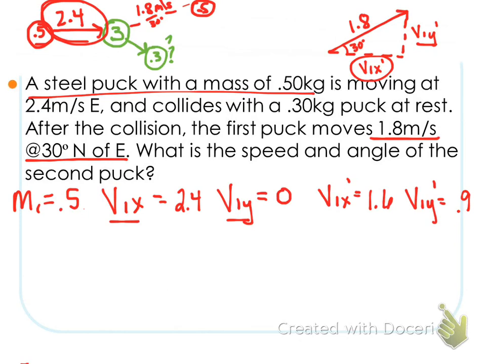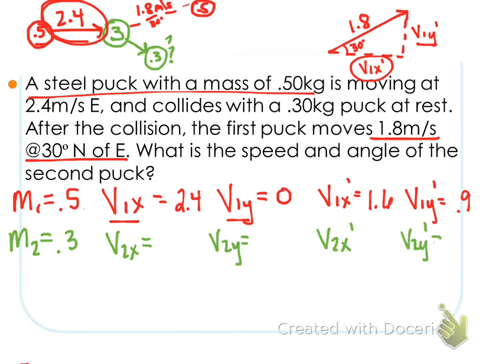Let's look at the green puck now. So we'll say M2 is equal to 0.3. Okay? And we have V2x, that's before the collision. V2y is before the collision. V2x prime. And V2y prime. Okay. So knowing what we know about it starting at rest, what does that mean both of these variables would have to be? What would it mean if we're starting at rest? What do these components mean? They have to be 0. Does everyone understand that?